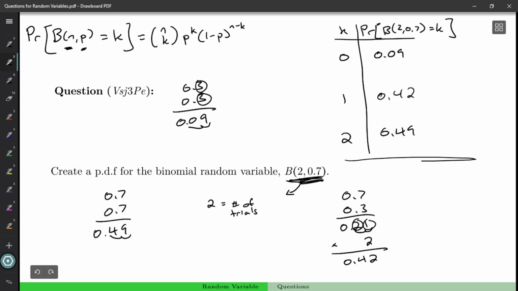0.42, and there is our final answer with nice, neat, worked out probabilities on the right-hand side.